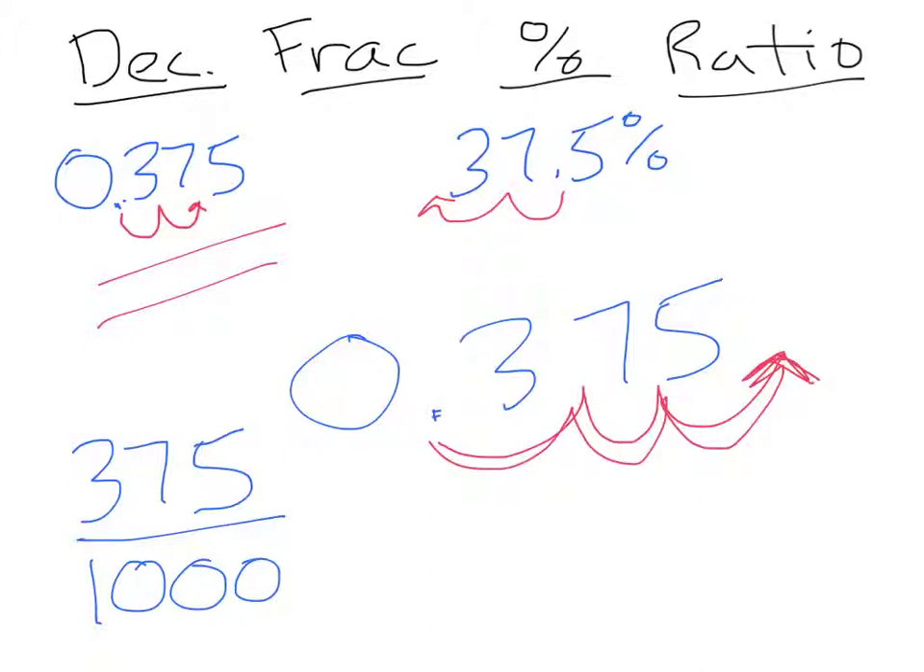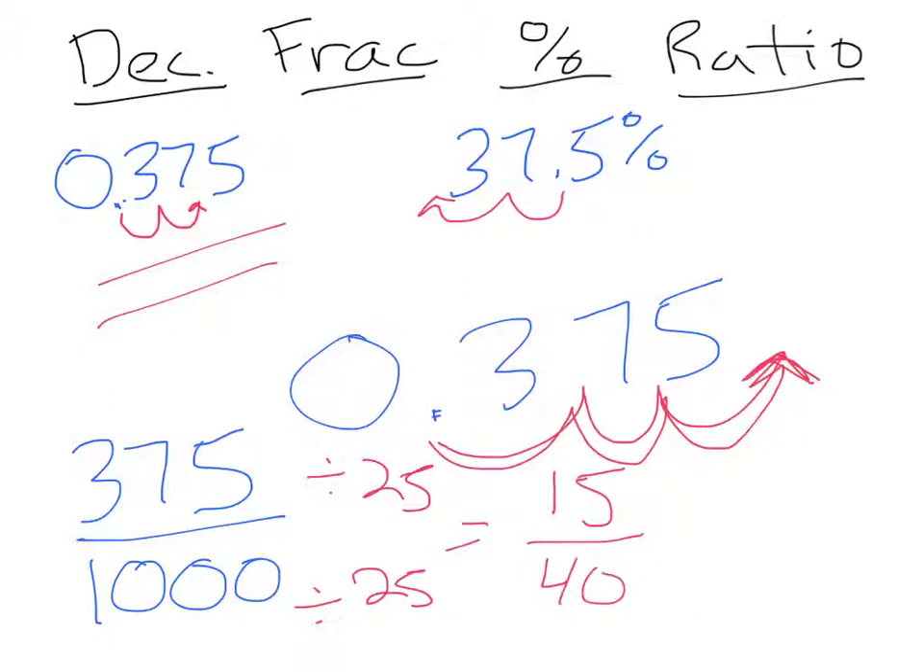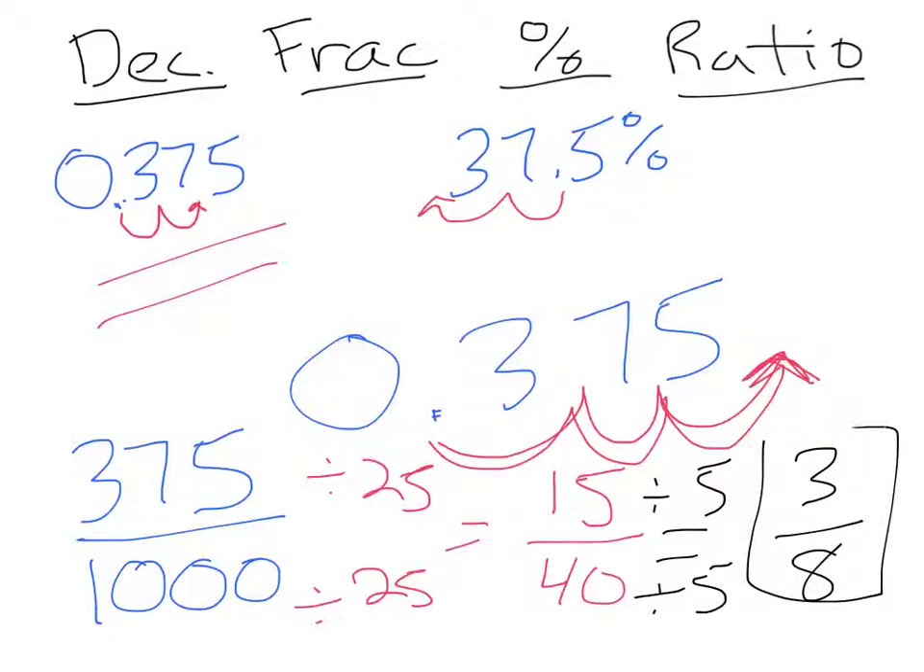If we started with 25, 375 divided by 25, and I'm just going to kind of show you what I did here, gives me 15. Therefore, what I have to do is I have to divide the bottom by 25 as well, and that gives me 40. 15/40 can be reduced again because both of those can also be divided by 5. 15 divided by 5 gives me 3. 40 divided by 5 gives me 8. 3/8 cannot be reduced any further. Therefore, my fraction answer up here is 3/8.